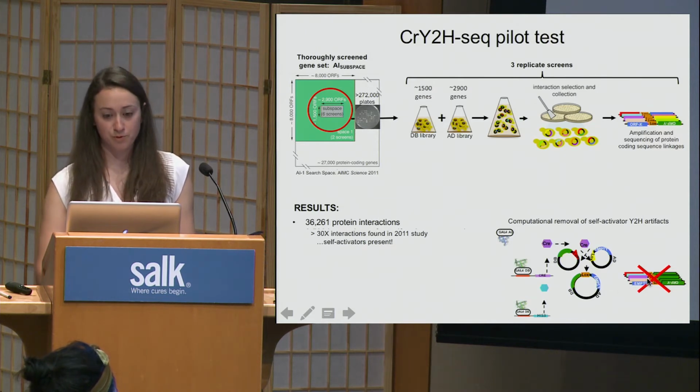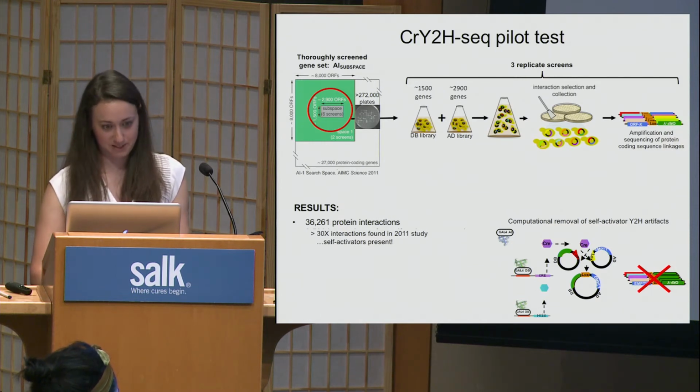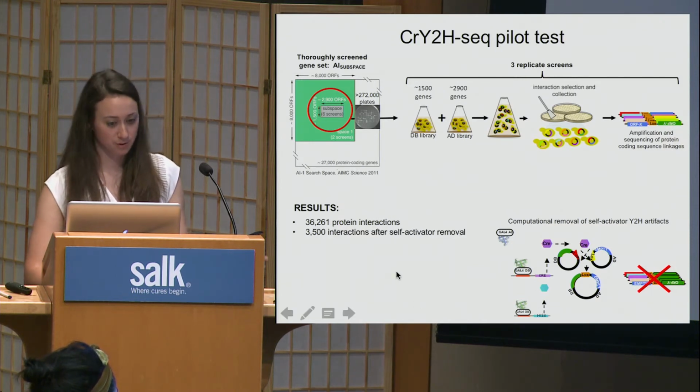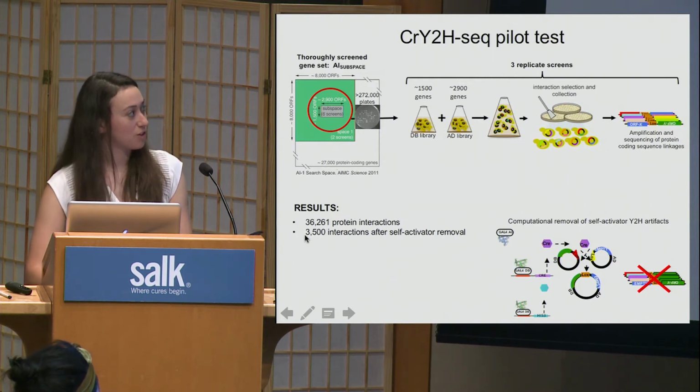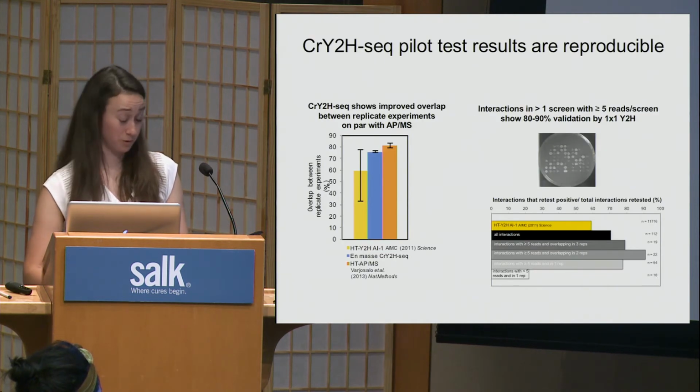And I would remove any linked coding sequence fragment from the data if it was detected with that empty plasmid sequence. And after I removed those from the data, I saw 3,500 interactions after the self-activator removal, which is more on par with what's expected.